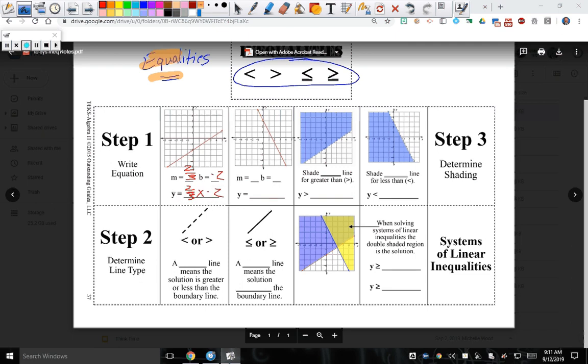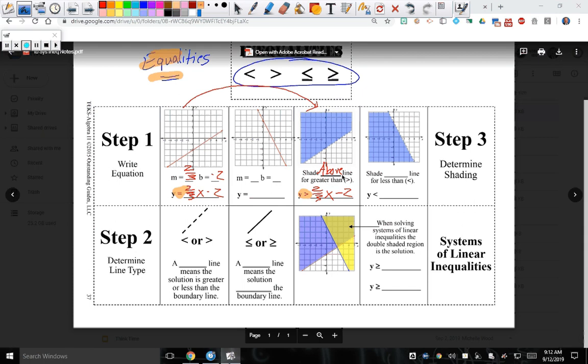Okay? And if I jump over here and I have the same line, the difference lies right here. If it's equals, it's solid. If it's an inequality without the equals, it's going to be dashed. Okay? Now, so we're going to say shade what line for greater than? What does that look like? We're going to shade, anyone? Above the line.